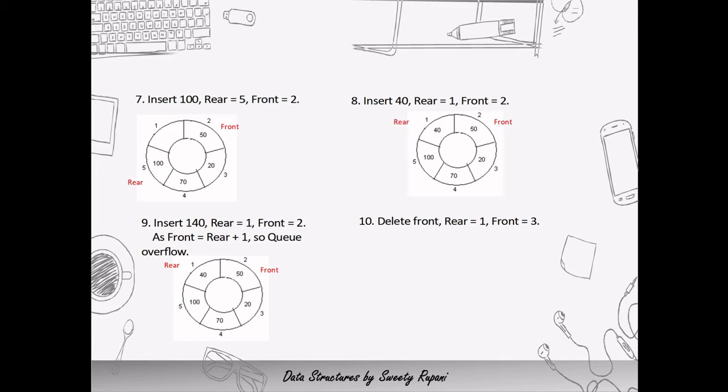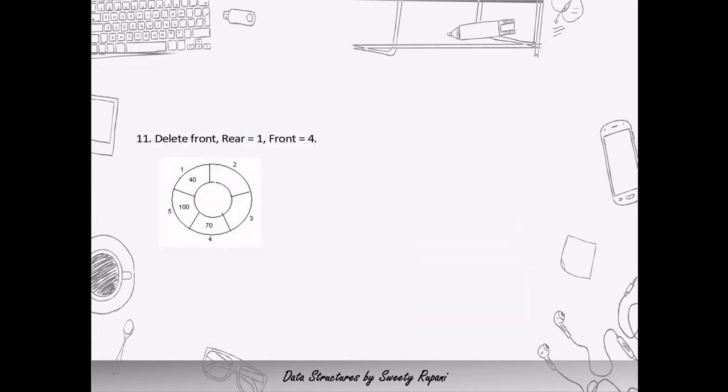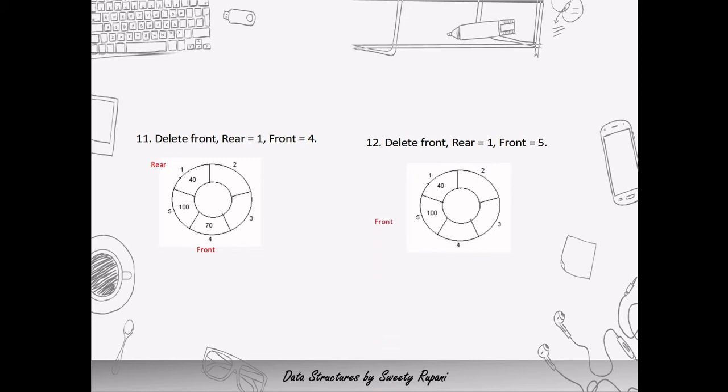Now let us go for a few DQ operations. We are deleting, so deletion would be from the front. The value 15 gets deleted because front is pointing there, and front would be incremented by 1. Similarly, if we go for one more deletion, we will delete the value and front would then be pointing to 70. Again deleting one more value, you can see.